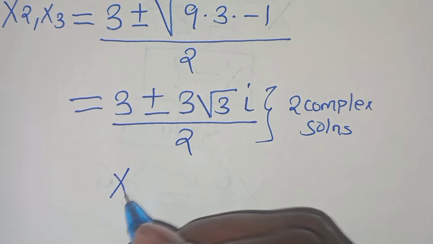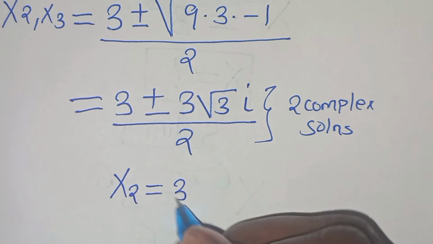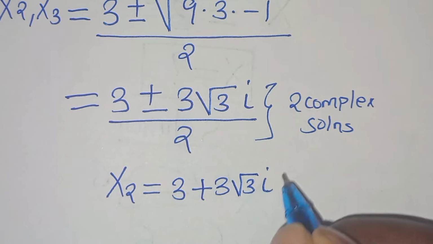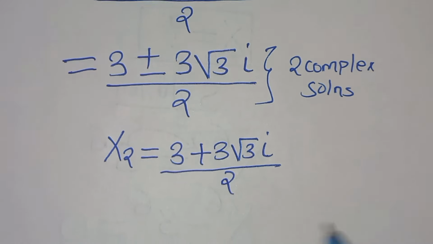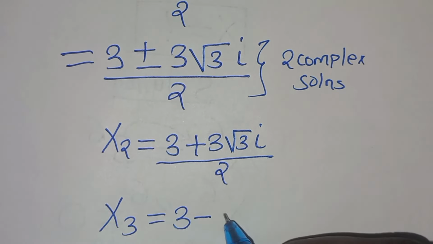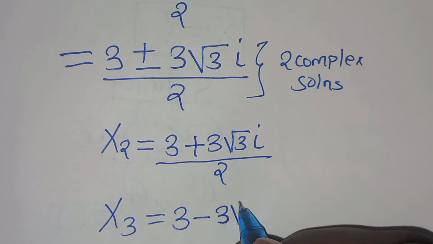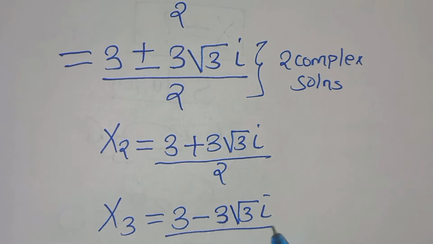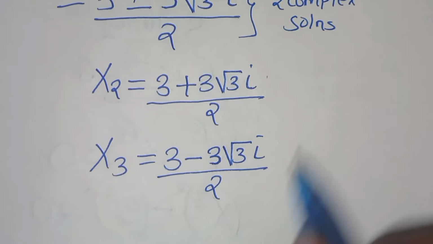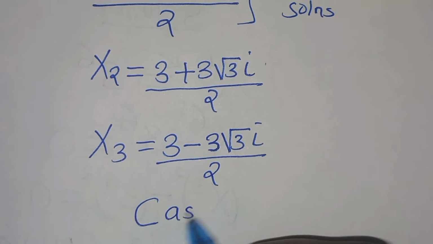So this implies that x2 is equal to 3 plus 3 root 3 i, then divided by 2. Then we have x3, this is equal to 3 minus 3 root 3 i, then divided by 2. So these are two complex solutions here under case 1. So let's proceed to case 2 from here.